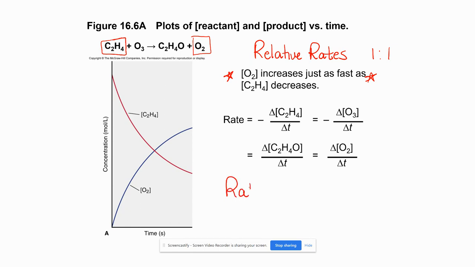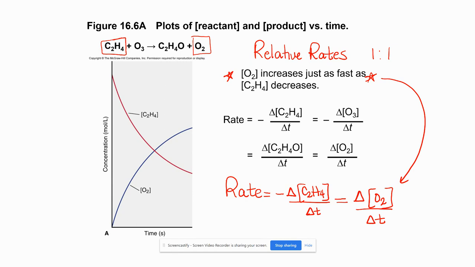Since they are equal, the rate would equal negative change in C2H4 over change in time, because it's a reactant, and that would equal the change in the oxygen over change in time. And this is then the mathematical expression for what's written verbally, that the oxygen increases just as fast as the C2H4 decreases.